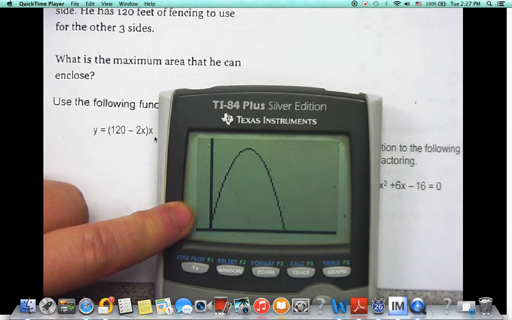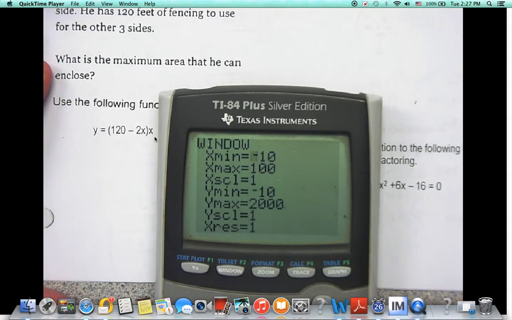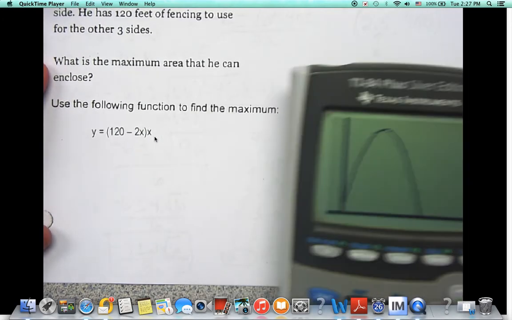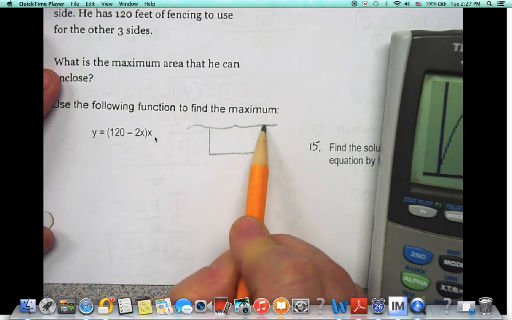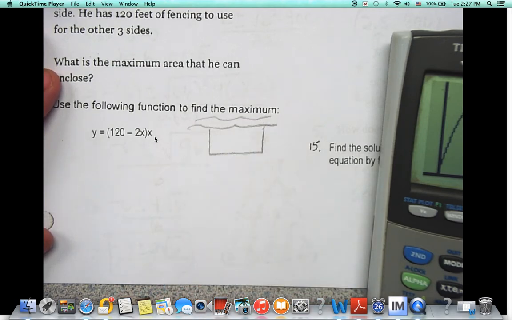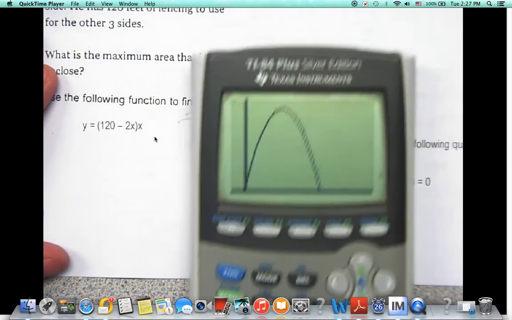I have a question. What's your question? He's gonna build a fence that looks like this. Here's your river, and it's gonna be a fence like that. I guess the animals won't swim or something. So the river's gonna dry up.